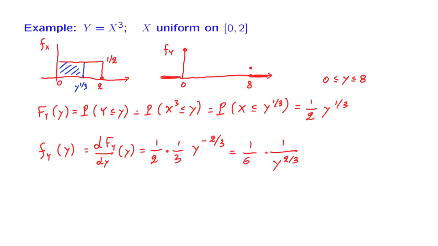So the form of this PDF is not a constant anymore. Y is not a uniform random variable. The PDF becomes larger and larger as y approaches 0, and in fact in this example it even blows up when y becomes closer and closer to 0. So this is the shape of the PDF of y.